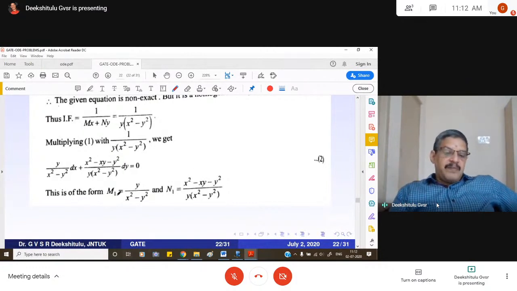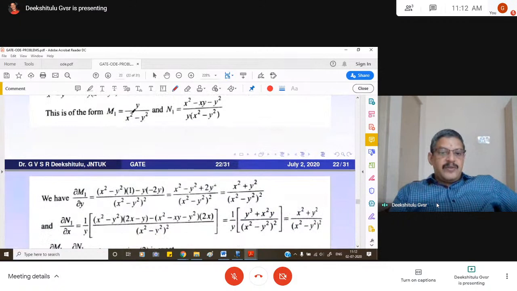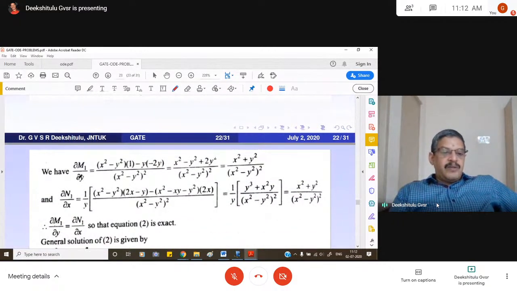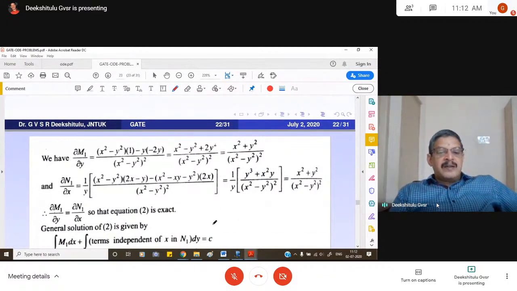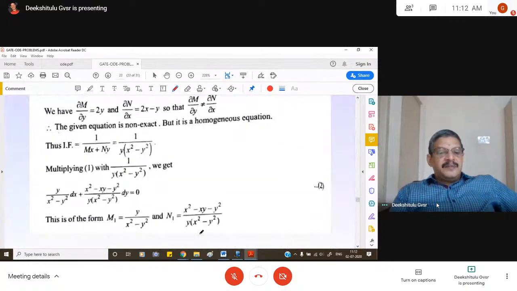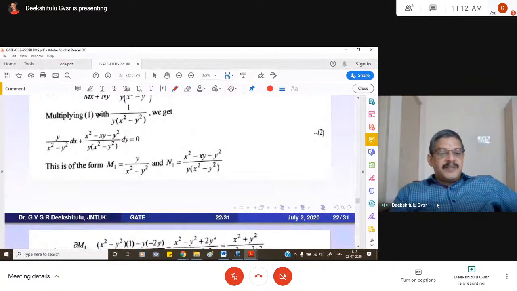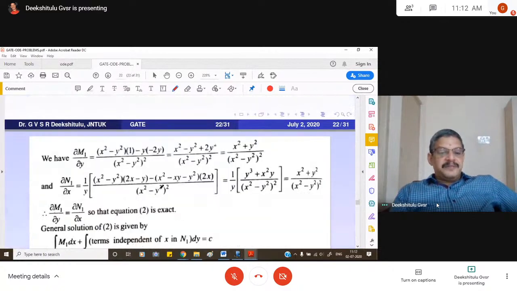Now into our M dx, if you want you can check it. M1 is y by x square minus y square, N1 is so and so. So check dou M1 by dou y and dou N1 by dou x. They are exactly equal. Hence the equation is an exact differential equation. So the solution becomes integral M dx plus integral N into dy.